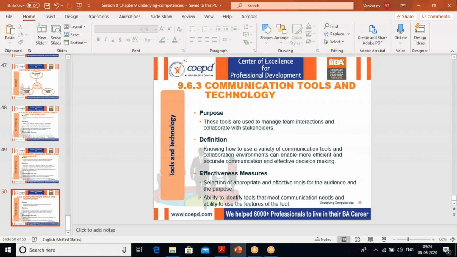Before we start, we should look at all these areas, and come up with how we are going to contribute and what we are going to use here. Okay, so this is all about the underlying competencies.